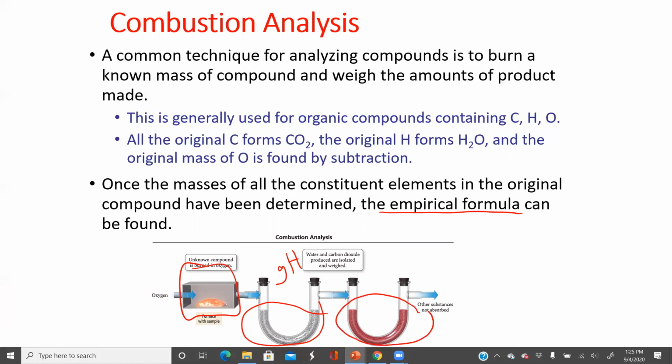Then you can absorb the CO2, weigh out the mass of the CO2, and then once you have the mass of the CO2, you can get the grams of the carbon because again, the carbon is from the fuel source, okay?